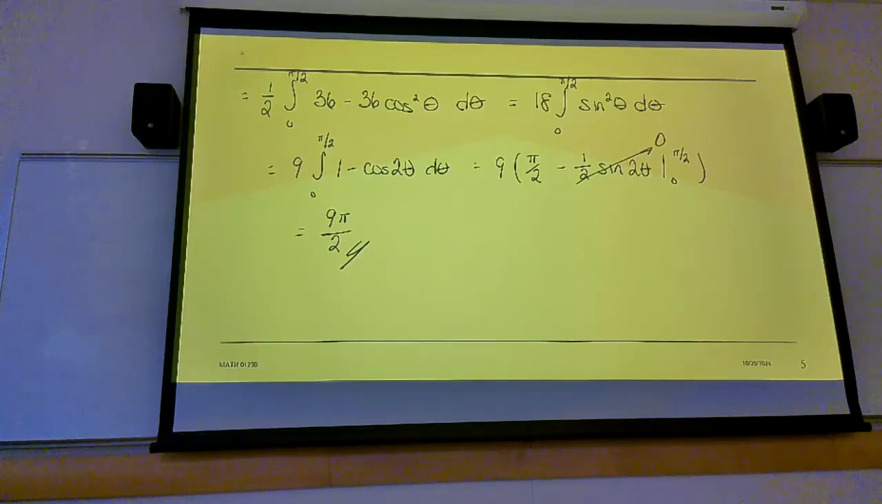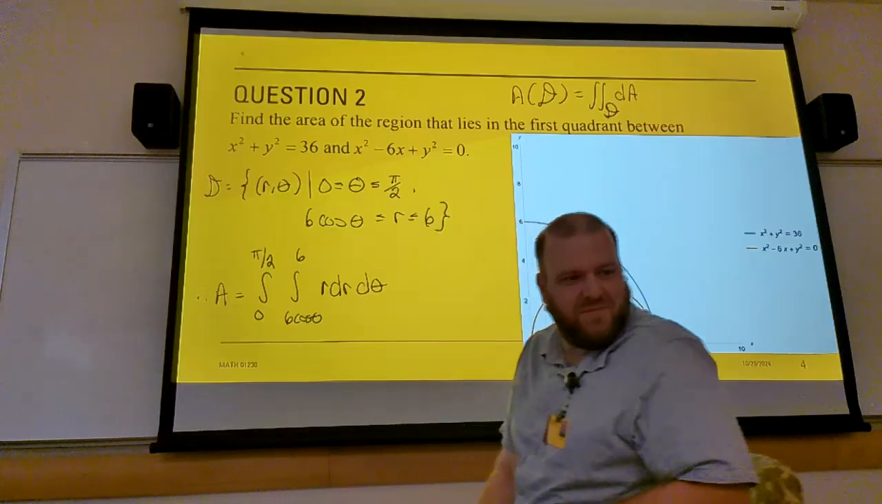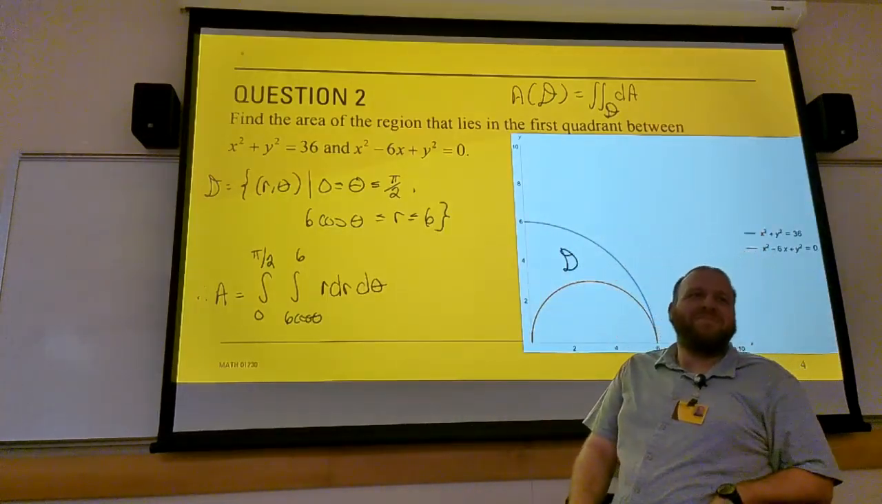I kind of missed how we got to 6 cosine theta. So r is below 6. I get that because the radius of that outer curve is just 6, but r is above 6 cosine theta. Where's that coming from? So 6 cosine theta, where does that come from?